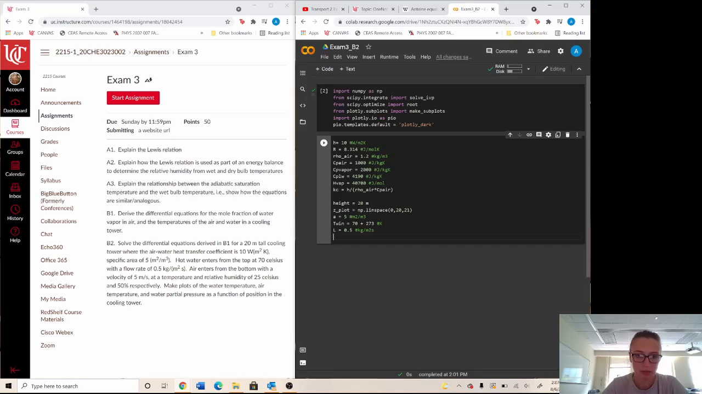And then air enters the bottom with a velocity of 5 meters per second, at a temperature air in is equal to 25 degrees Celsius, and in Kelvin this is 273. Since everything is in Kelvin, it's just easier to convert. So this is in Kelvin, and it has a relative humidity of 50%, so equals 0.50.